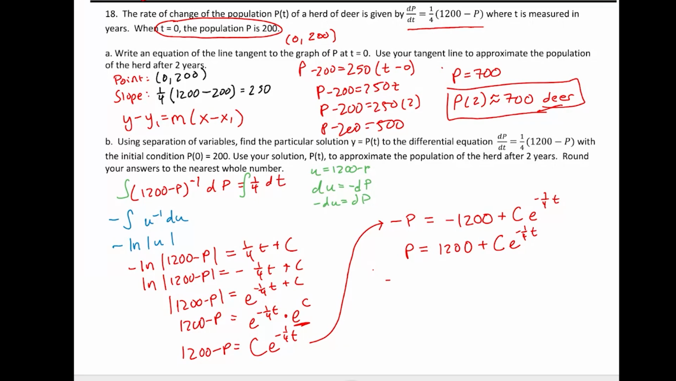Now I do need to get c. That's my general solution, not my particular solution. So I'm going to use the given point, this (0, 200), to figure out what c is. So if I put 200 in for p, just going to switch colors here to make this a little easier to read. So yeah, when the population is 200, that happens when time is 0.